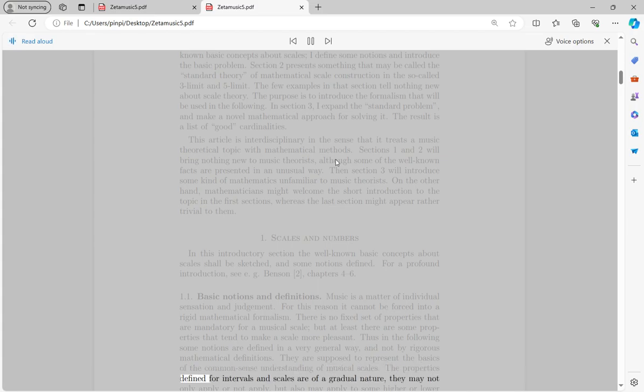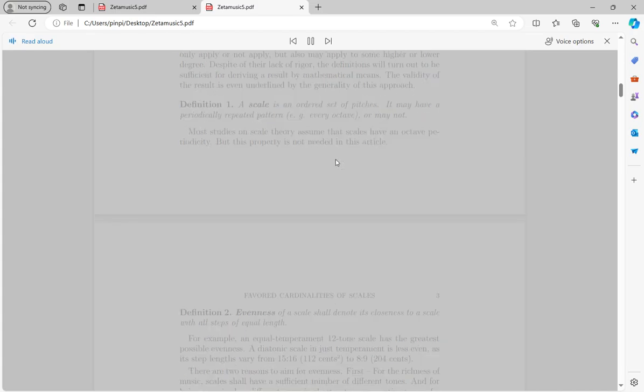The properties defined for intervals and scales are of a gradual nature. They may not only apply or not apply, but also may apply to some higher or lower degree. Despite their lack of rigor, the definitions will turn out to be sufficient for deriving a result by mathematical means. The validity of the result is even underlined by the generality of this approach.